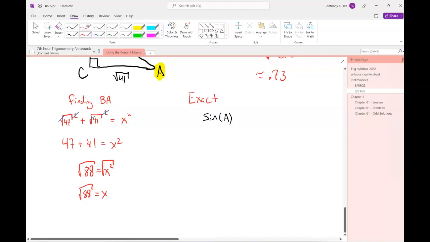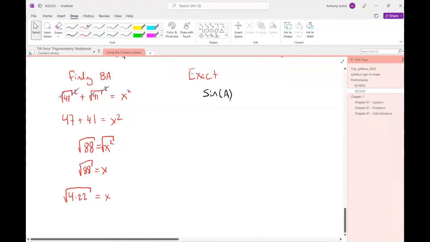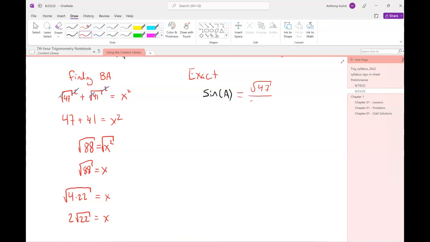So, square root of 88. Do we notice any perfect square factors of 88? 4 is a perfect square factor of 88. 4 times 22 is 88. And the square root of 4 is 2. So we can write this as square root 47 over 2 square root 22.